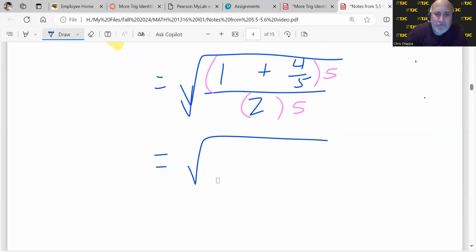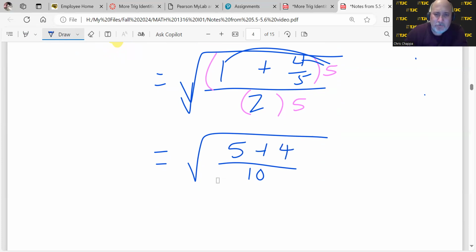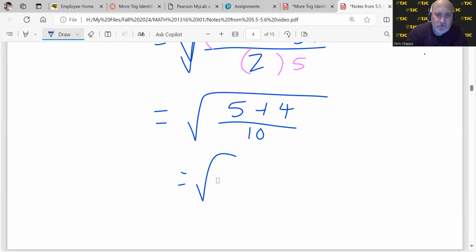Multiplying both sides by 5, we get a 10 on the bottom. And across the top, when we distribute the 5, we get 1 times 5 is 5, and 4/5 times 5 is 4. That's equal to the square root of 9/10. But we can distribute a square root across a fraction. So square root of 9 over the square root of 10. Square root of 9 is 3.